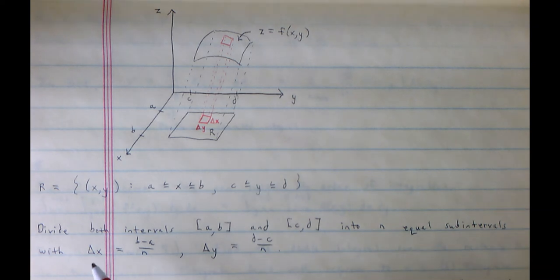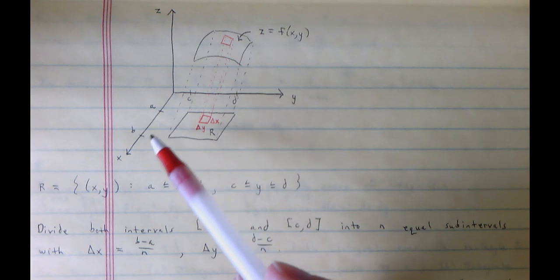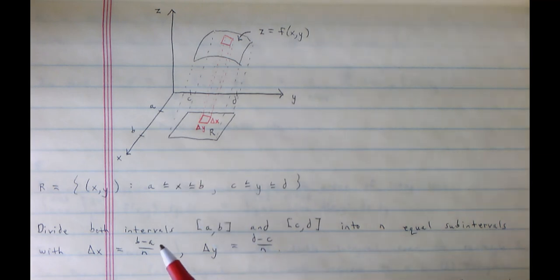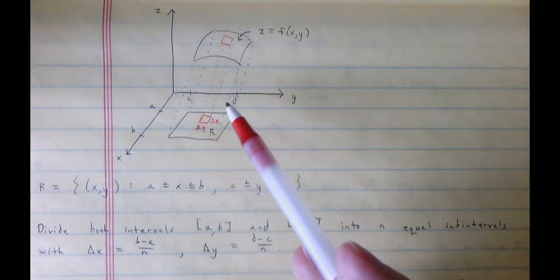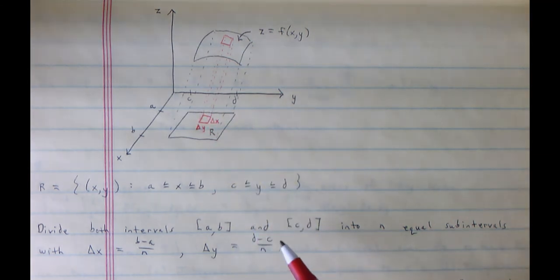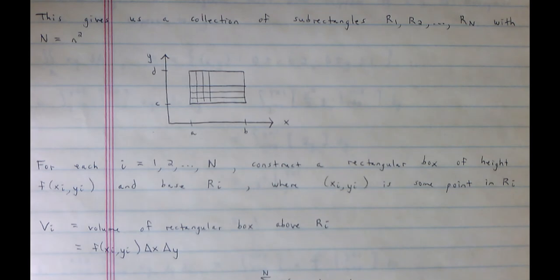We'll use delta x to denote the width of the subintervals here on the x-axis. Delta x is (b minus a) over n, and we'll use delta y to denote the width of the subintervals along the y-axis. So delta y is (d minus c) over n. In setting up this partition, we end up with a collection of n squared subrectangles, which I'll denote by big R1, R2 through R_N, where this capital N is equal to n squared.